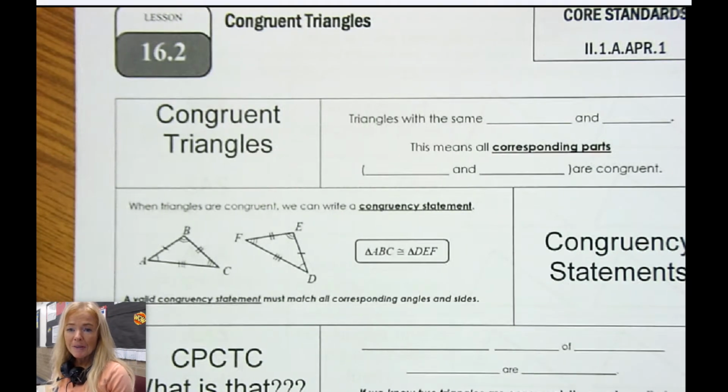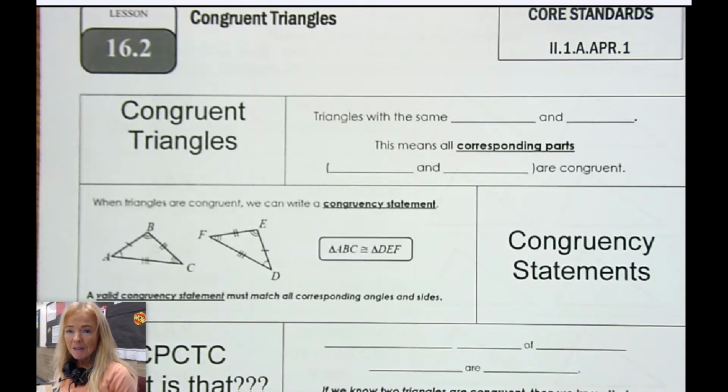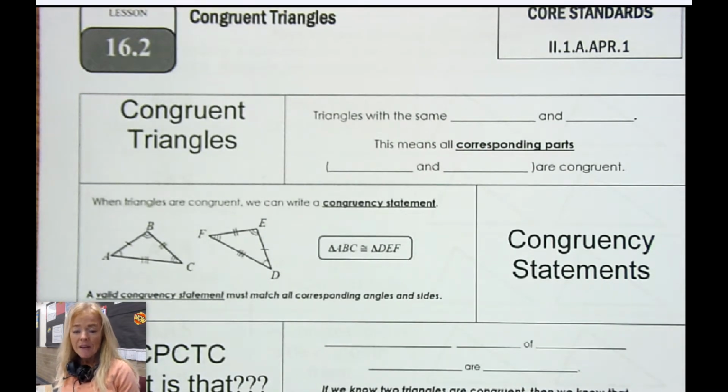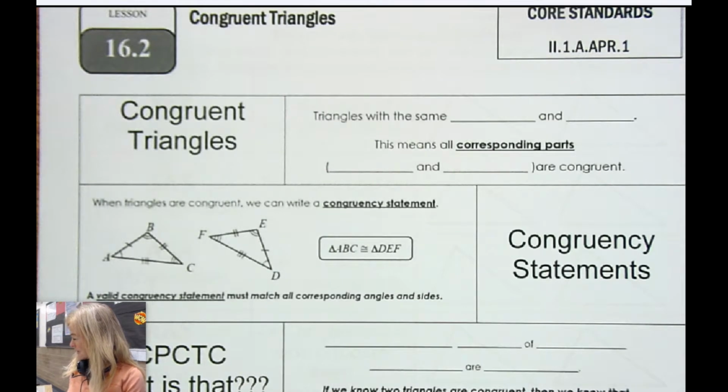We are doing 16-2 congruent triangles. So far we talked about just angles and triangles and their angles inside of the triangles. Now we're going to talk about two different triangles having the same measures.